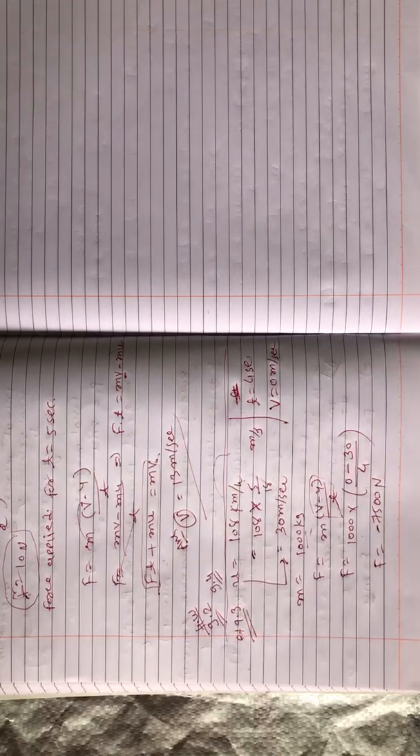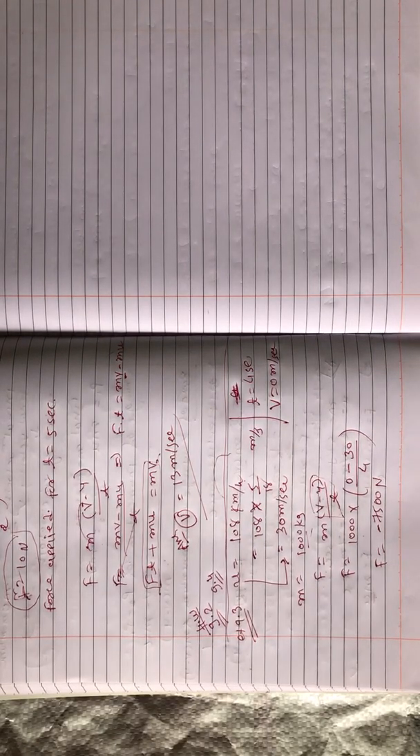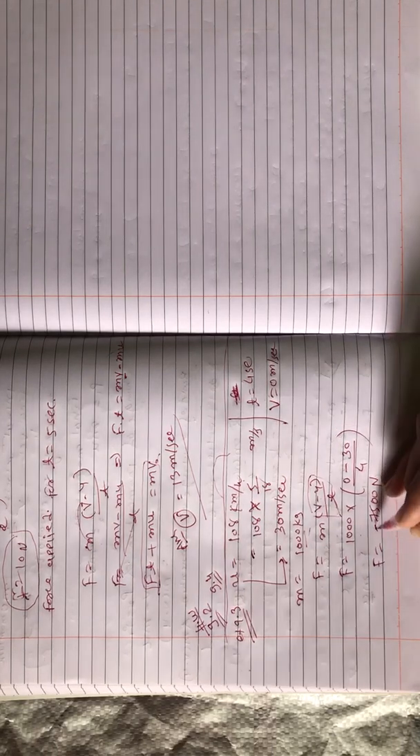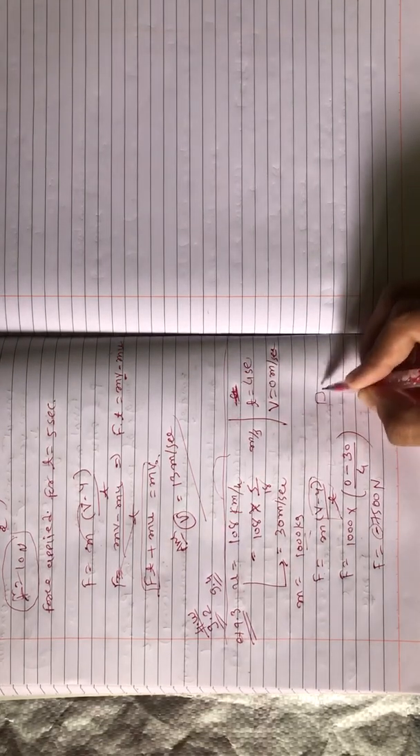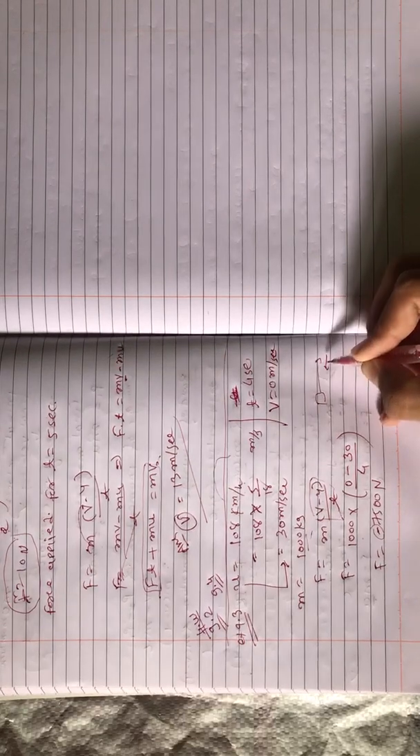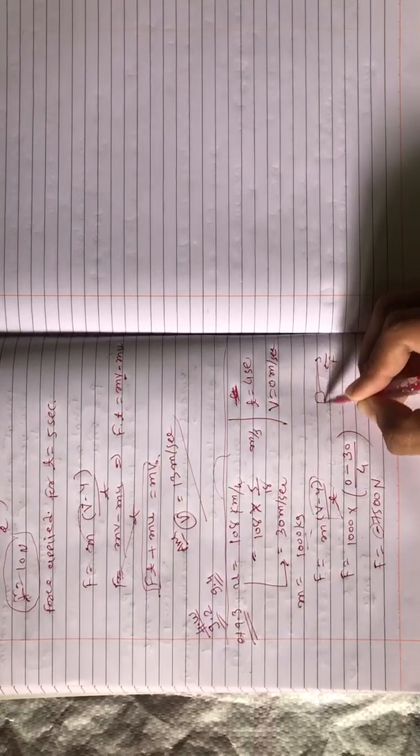This minus sign indicates that the force is applied in the opposite direction. The car is moving in this direction but the brake force is applied in the opposite direction.